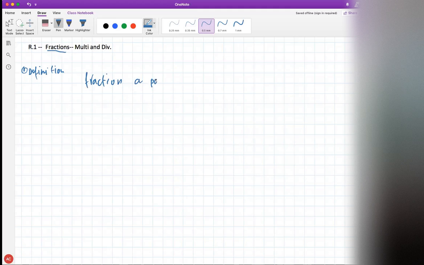A portion of something. If you have, for example, a pizza and I said, give me a fraction of it, that means give me a piece of it. Math will define exactly how big or how small that piece is. That's why we need fractions. Fraction, basically a portion of something.